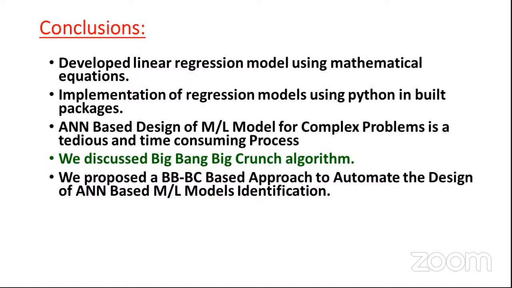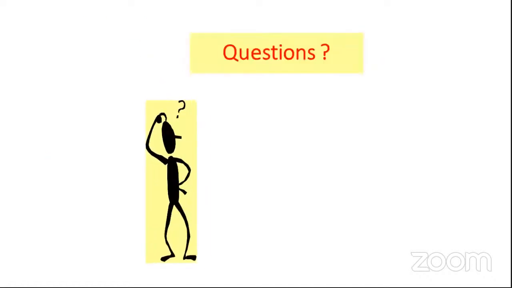For the automation purpose, we can use the Big Bang Big Crunch algorithm. Right, I used the Big Bang Big Crunch algorithm. You can use any search and optimization algorithm. By using this algorithm, you can optimize the architecture of an artificial neural network. So we proposed the Big Bang Big Crunch algorithm to automate the design of artificial neural network models.